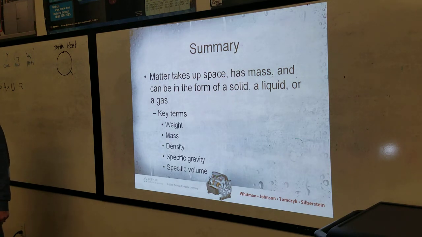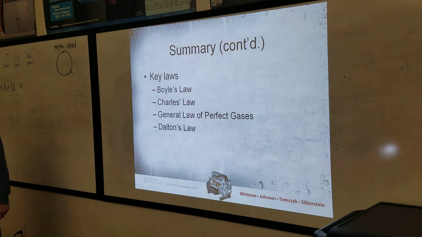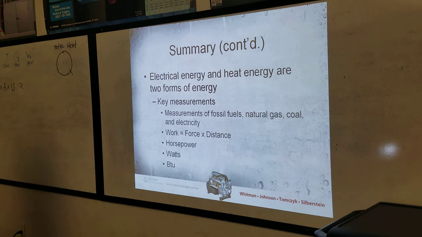Summary. Matter takes up space, has mass, and can be given the form of a solid, a liquid, or a gas. Key terms: weight, mass, density, specific gravity, and specific volume. Key laws: Boyle's law, Charles' law, general law of perfect gases, and Dalton's law. Electrical energy and heat energy are 2 forms of energy. Key measurements: fossil fuel, natural gas, coal, and electricity. Work equals force times distance, horsepower, watts, BTU.